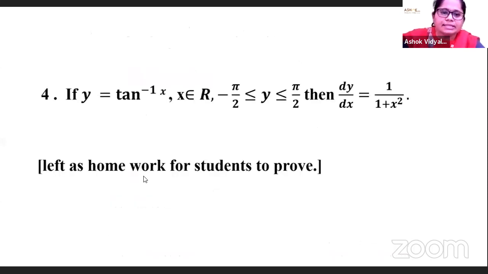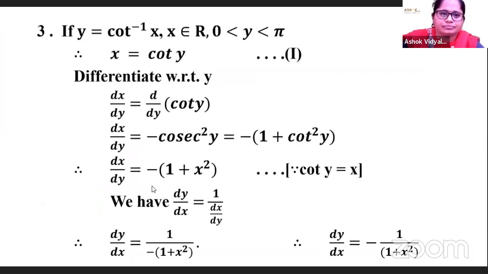In the last lecture we have seen the result dy by dx is equal to 1 upon dx by dy. We just take the derivative dx by dy here and we find the derivative of cot inverse x. Therefore, dy by dx is equal to 1 upon minus of 1 plus x square. This is the derivative of cot inverse x.